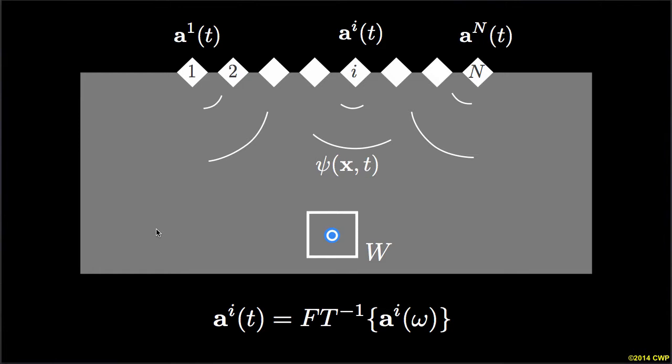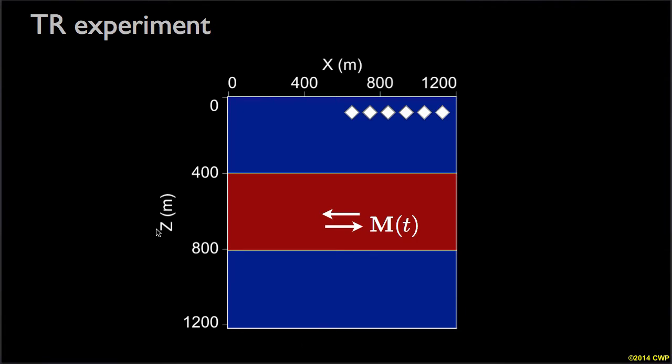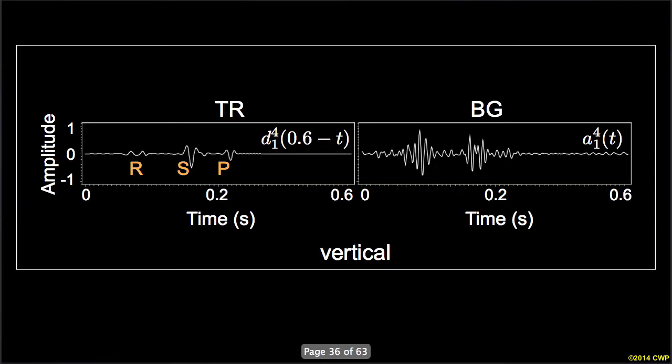Now I've done this experiment for you, and I'm going to just show you the signals computed for the vertical component of receiver number 4 as an example. Here on the left, we see the time reverse data recorded by the vertical component of receiver number 4. And we see that this signal contains the direct energy associated with P and S waves, indicated by P and S letters. And it also has an event associated with the reflection energy, indicated by letter R.